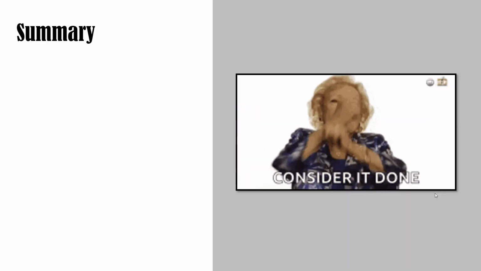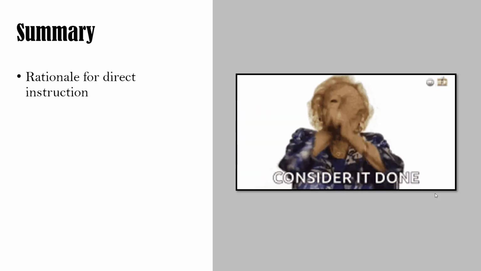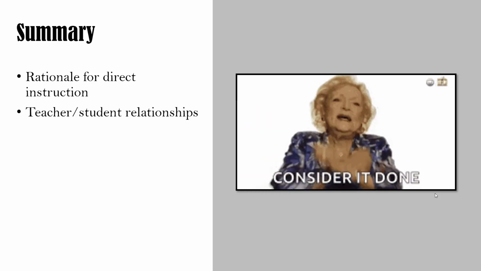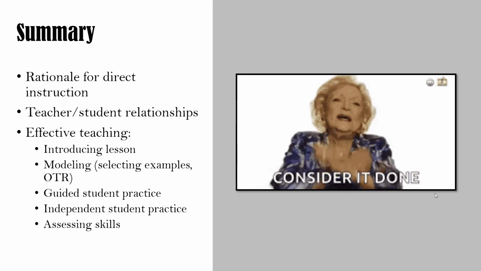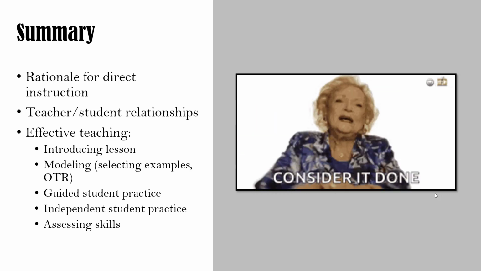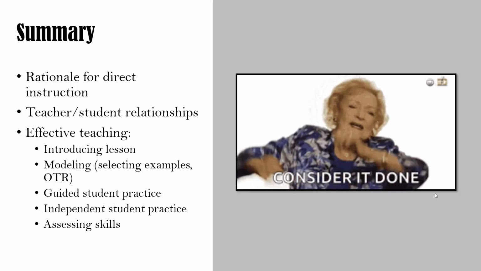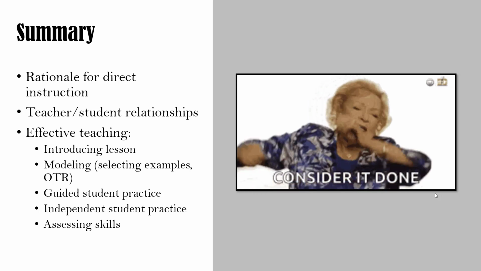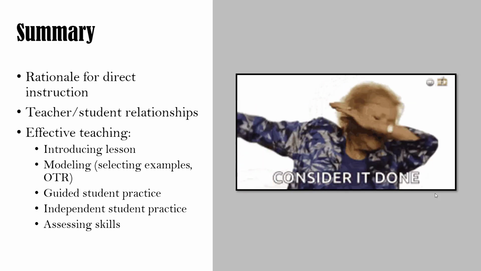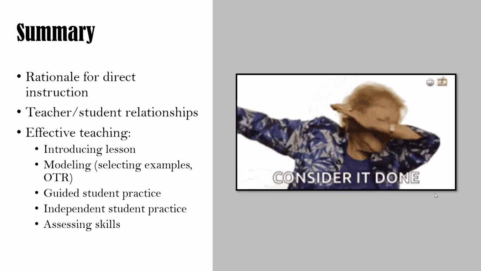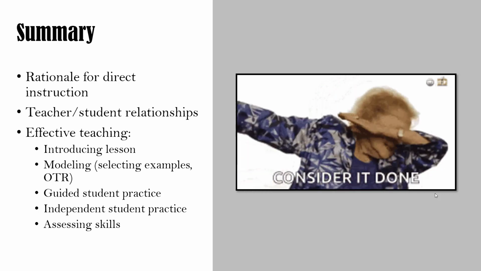So, all right, guys. We talked about rationale for direct instruction. We also talked about CHAMPS, which is really cool. We talked about student-teacher relationships and then effective teaching, and there were those 5 components. So introducing the lesson, modeling it, selecting your examples, engaging students, talking when you're modeling it, and being very detailed, things like that. We talked about guided student practice, independent student practice, and then briefly on assessing skills so that you know when the skill has been mastered.